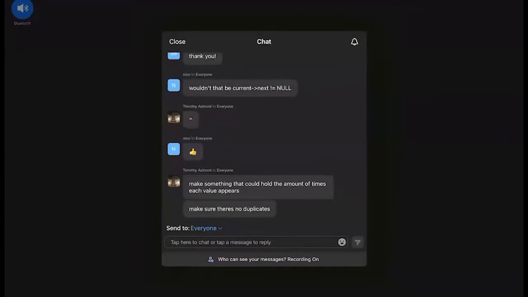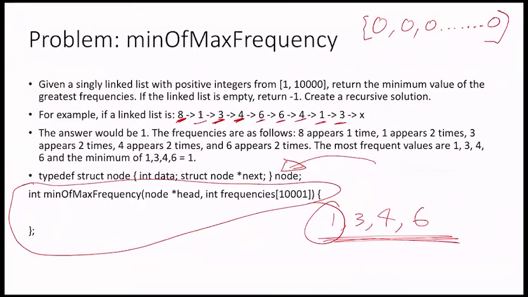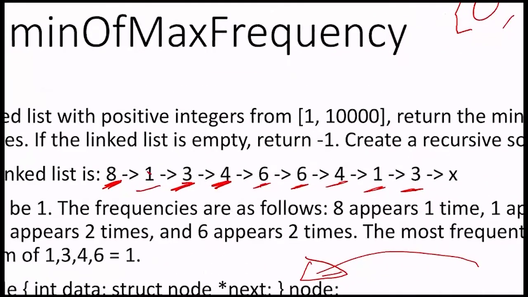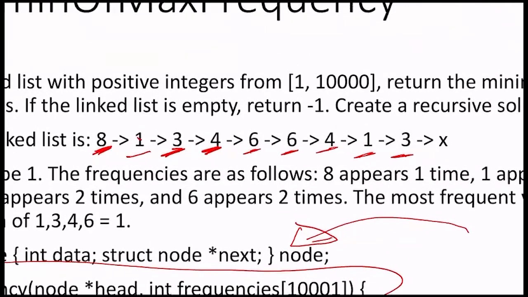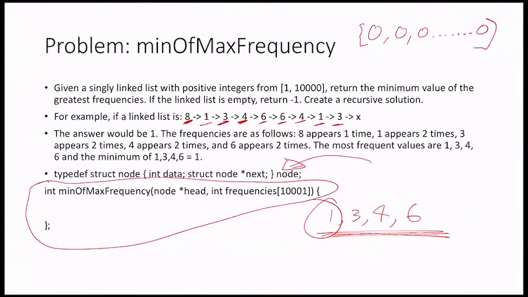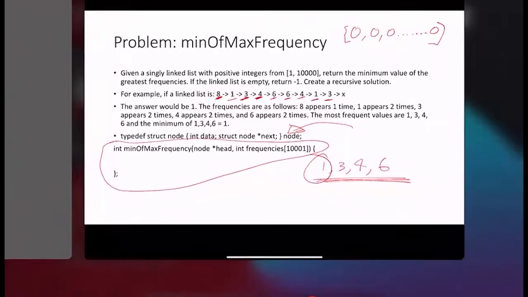So it says, make something that can hold the amount of times the value appears, make sure there's no duplicates. Well, the thing is, you could have duplicates. So right here, like duplicate values, you have 2 1s, there are 2 3s, 2 4s, and 2 6s, and 1 8. But out of the most frequent values, you want to return the smallest out of all of them. So let me just do another example.